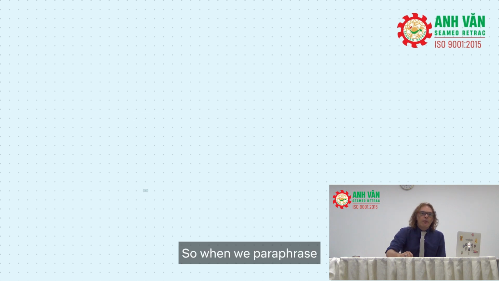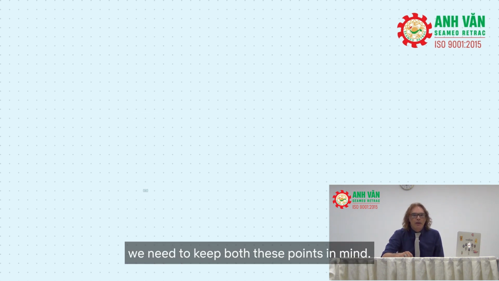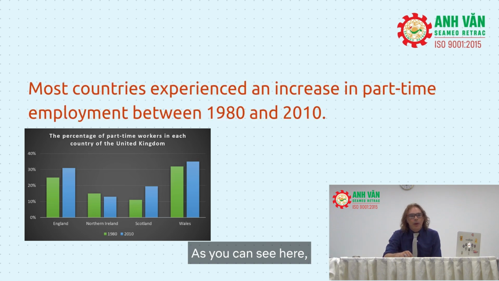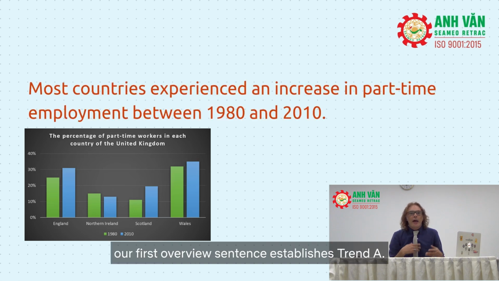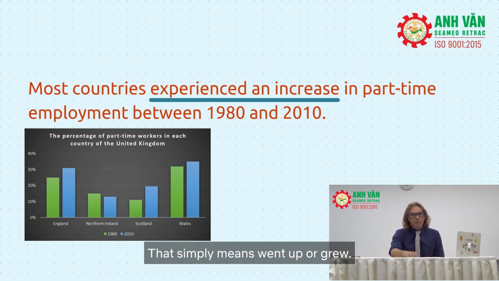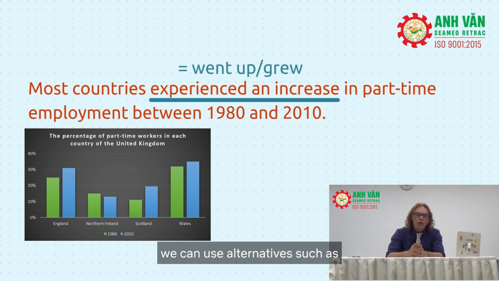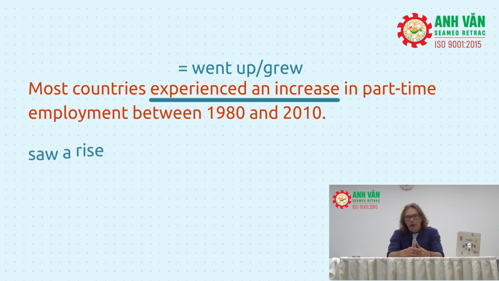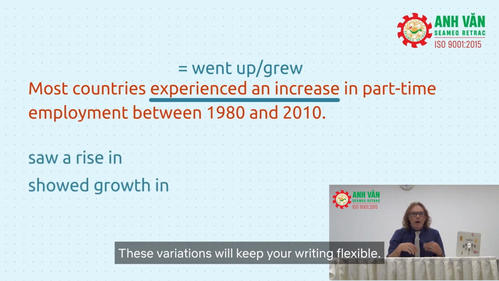So when we paraphrase, we need to keep both these points in mind. As you can see here, our first overview sentence establishes trend A. The key phrase here is experienced an increase. That simply means went up or grew. To avoid repetition, we can use alternatives such as saw a rise in, showed growth in. These variations will keep your writing flexible.